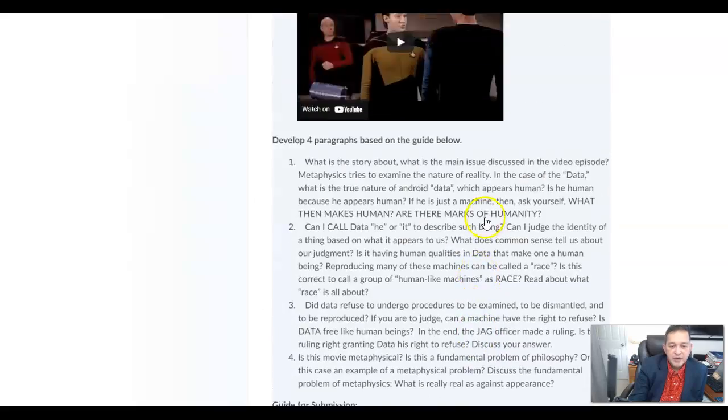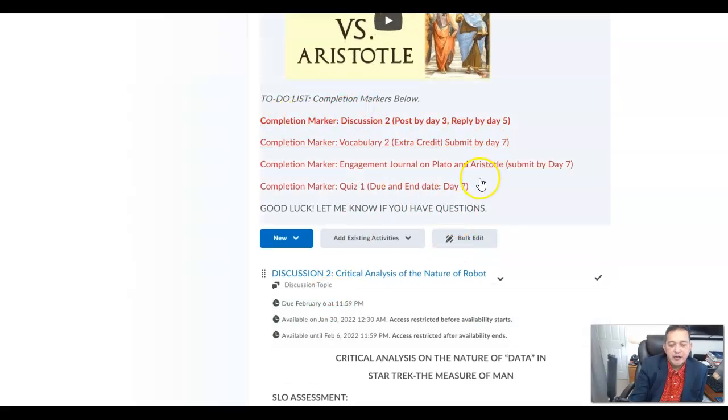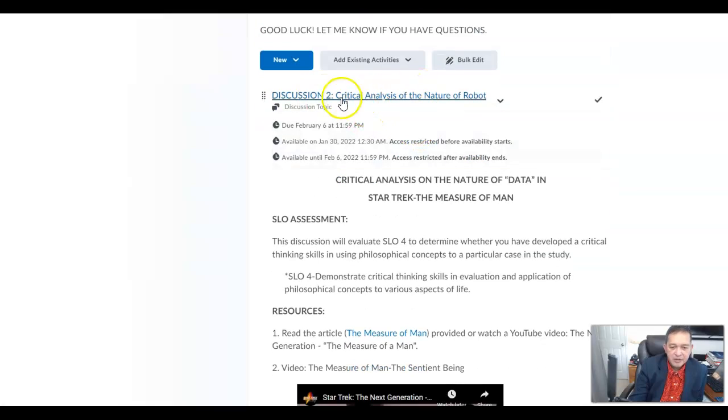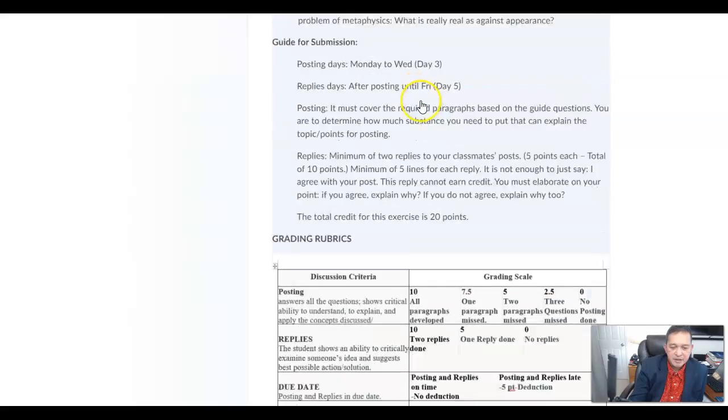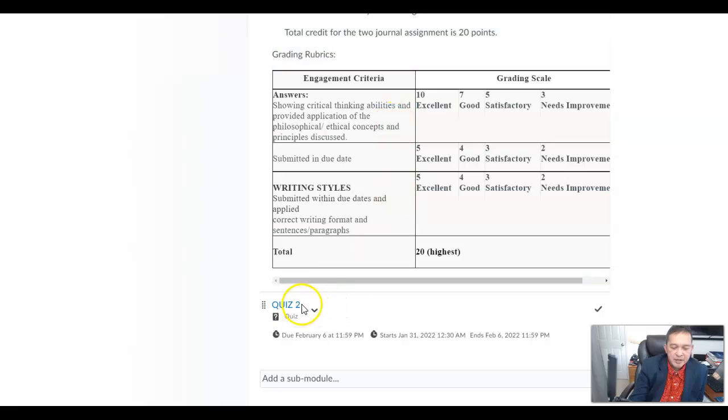Okay, so if you look at these red columns here, these are your links for the completion markers. You can use this to start the quiz, the engagement journal, vocabulary as extra credit, and then your discussion. Now, if you go down, you can see also the links for the activities. Okay, the vocabulary here, engagement, and you have the quiz. All this will be due by the end of this week, starting Monday until the 6th of February, that's Sunday.